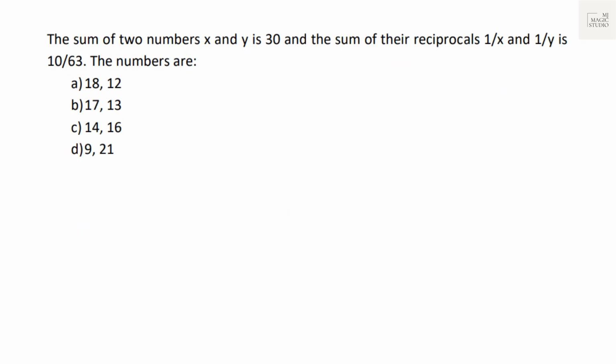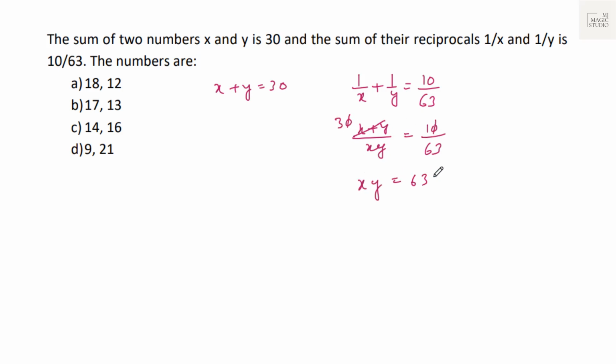Let's work out a few remaining sets from these algebra identities and equations. Question on the screen, you know the drill. Sum of two numbers x and y is 30, and sum of their reciprocals, 1 by x plus 1 by y, is 10 by 63. That means x plus y upon xy is equal to 10 by 63. x plus y is 30, so x into y is 63 into 3, that is 189.